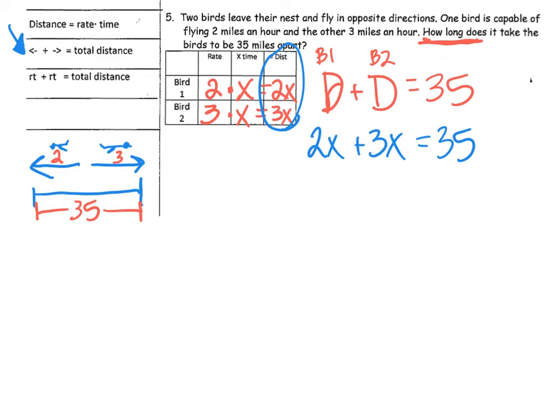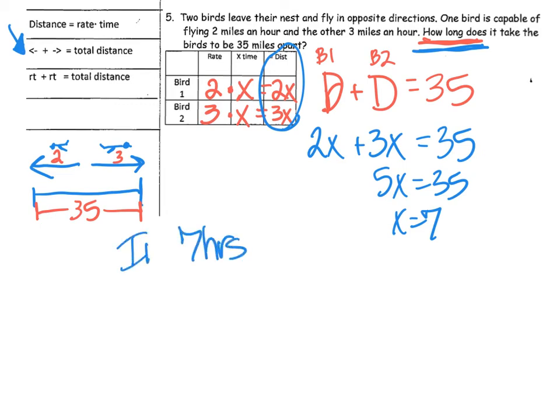Now we just solve this as normal. Has anybody gotten an answer already? 7. 7 what? 7 hours? 7 miles. 7. No, the question says how long. Oh. For them to be 35 miles apart, I can say in 7 hours, the birds will be 35 miles apart.